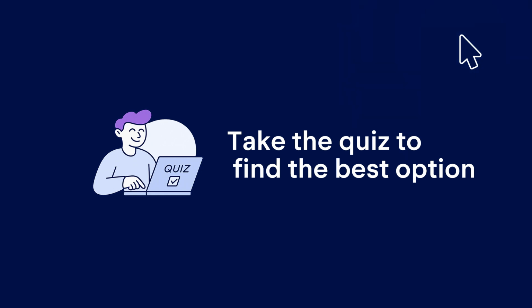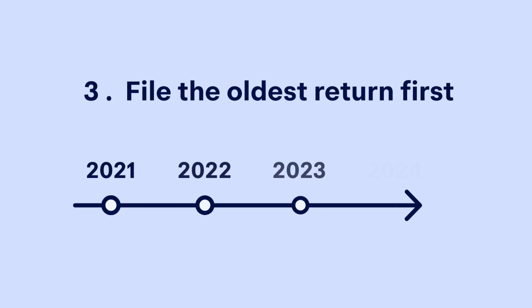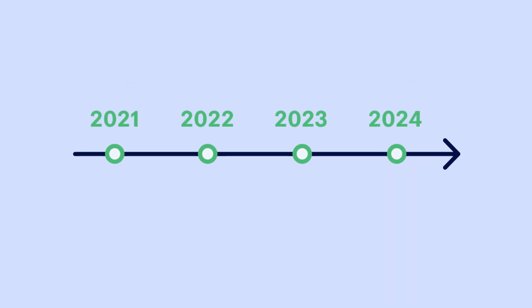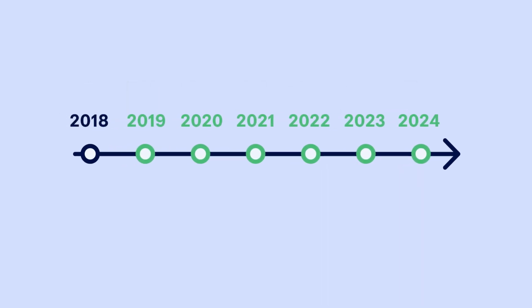You can take this quiz to find the best option based on your tax situation. Step 3. Now that you've chosen your method, it's time to file. If you have multiple years of missed returns, file the oldest return first. The IRS generally requires the last 6 years of tax returns to be filed in order to be in good standing with them.